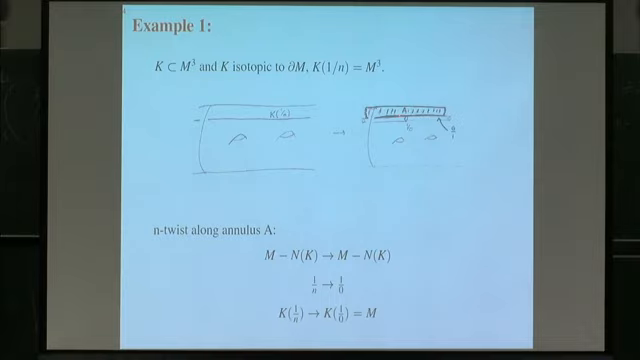And so you get a homeomorphism of the knot exterior to itself by twisting along the annulus. That twist takes the 1/n curve to the 1/0 curve, and so you can extend the map on the exterior to a map on the Dehn surgered manifold.